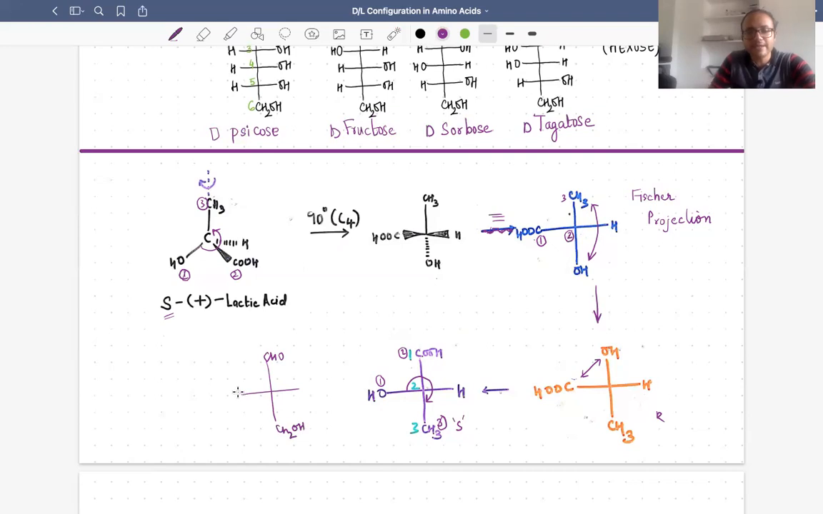Okay, and then you have an OH here and then H here. So when you have a Fisher projection formula that looks similar to this, we know that this particular configuration of glyceraldehyde is the L-glyceraldehyde, and therefore this lactic acid is L. Okay, so L plus lactic acid. So this is L plus lactic acid.